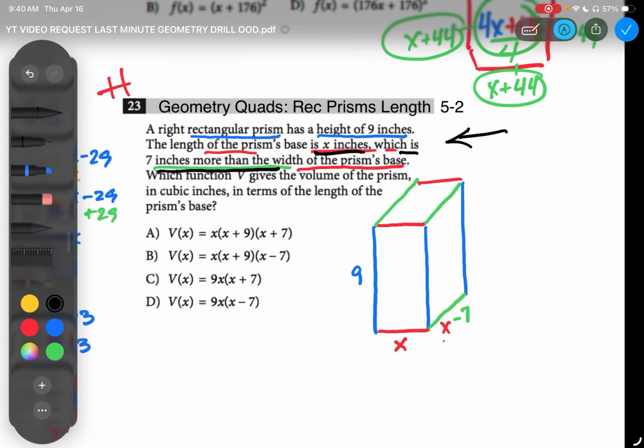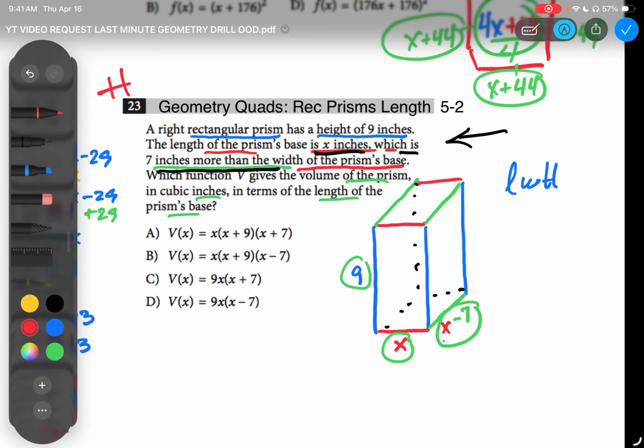All right, let me do a little 3D action here. Now we got the 3 dimensions. At the beginning of the test, they give you a formula guide. And what is the volume of any 3D prism? It's going to be length times width times height. In this case, the question is asking which function gives the volume of the prism in cubic inches in terms of the length of the prism's base? So we know if we multiply 9 times x minus 7, we'd have our answer.